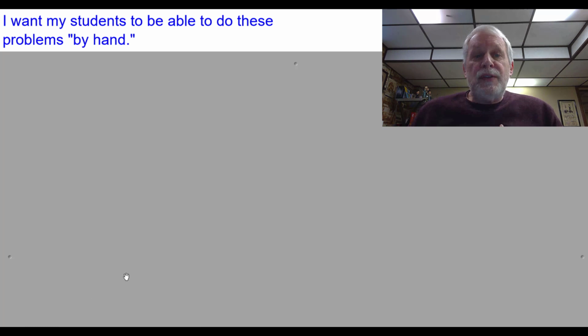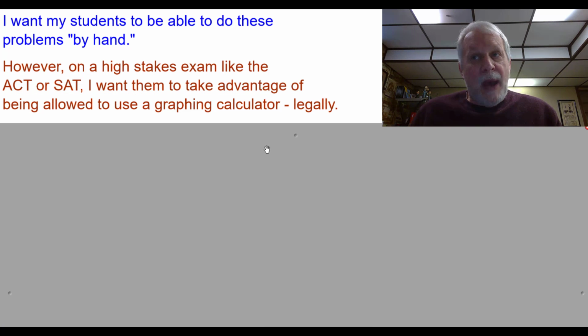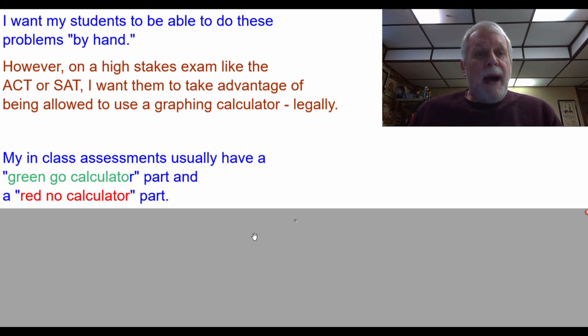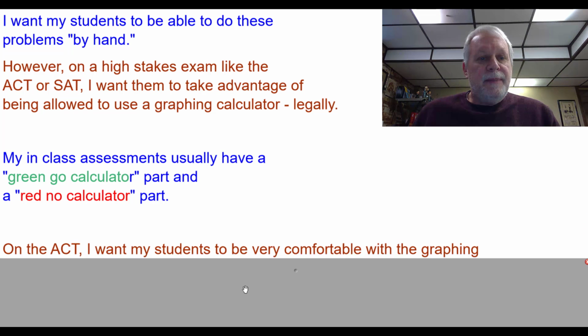I want my students to be able to do these problems by hand, and even though they can use a graphing calculator on every single problem on the ACT, I want them to be able to do them by hand. However, this is a big however, on a high-stakes exam like the ACT or SAT, I want them to take advantage of being allowed to use a graphing calculator legally. So my in-class assessments usually have a green go calculator part and a red no calculator part so I can make sure they can still do things by hand.